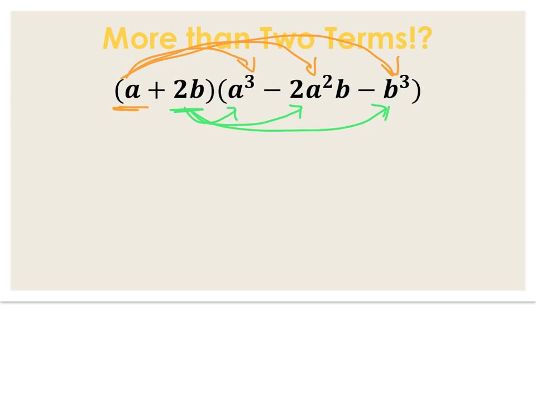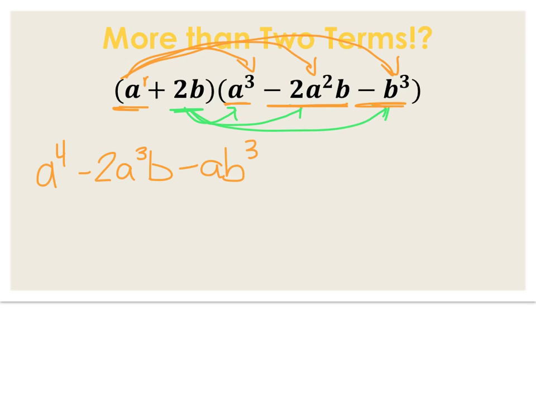So when I take a times a to the third, remember you're adding your exponents, a has a secret 1, that gives me a to the fourth power. Then I'm going to take a times negative 2a squared b, that gives me negative 2, but now it's a to the third because I'm adding my exponents, and then b. Then I'm going to take a times negative b to the third, and it's negative a b to the third.